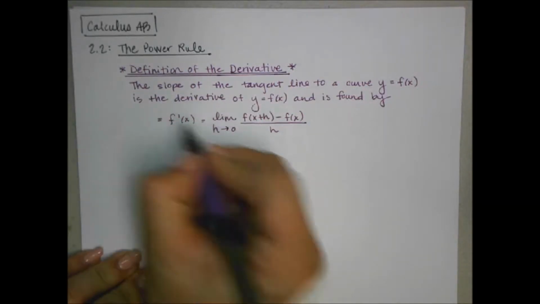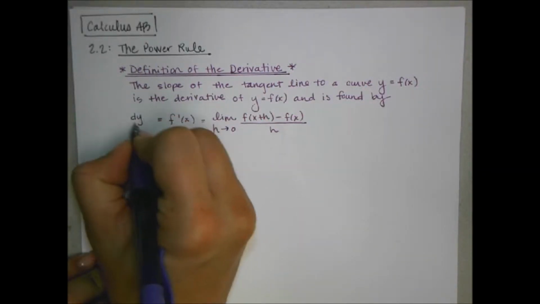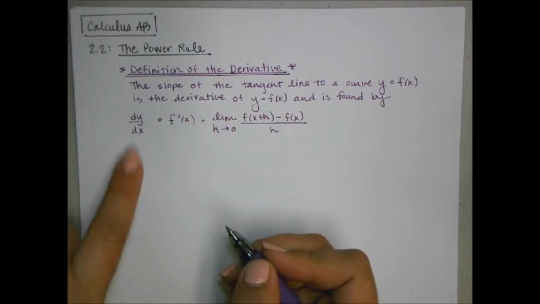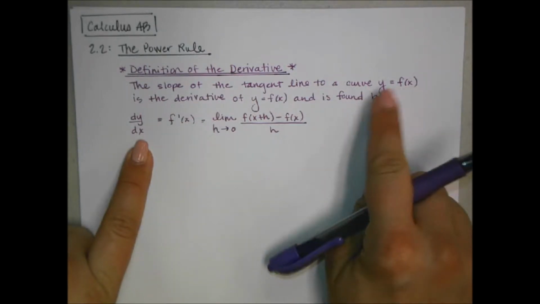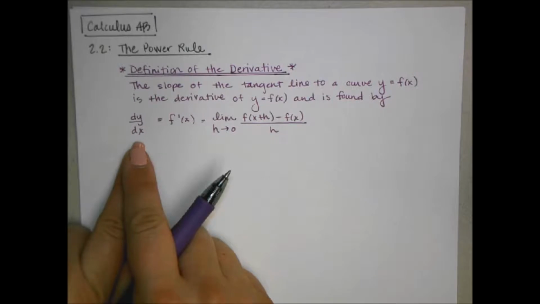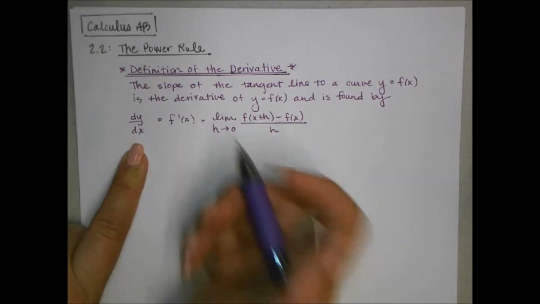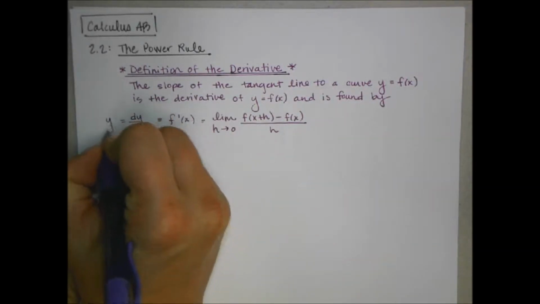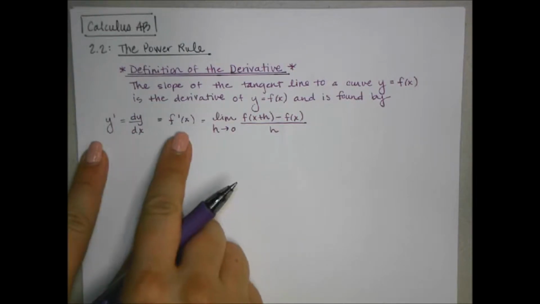It may also be called dy dx. Our function is often called y equals, so we call it dy dx. This can also be called y prime, just like we write f prime.